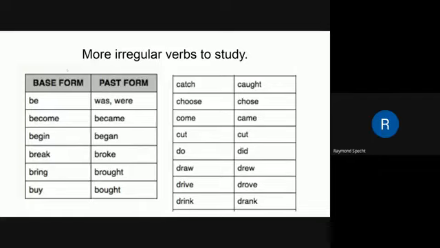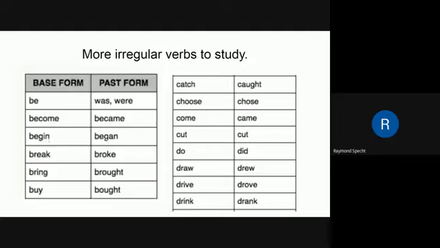All right, let's take a look at our irregular verbs. Base form and then the past tense form. Be, was or were. Become, became. Now students have issues with this one. These ones become a problem. They use them incorrectly a lot of times. So be careful with this one.